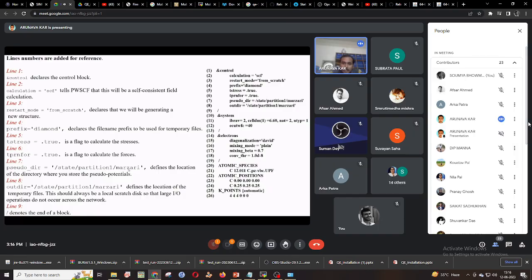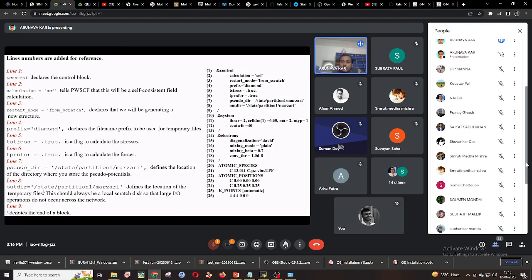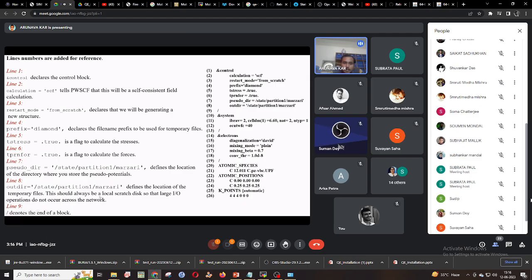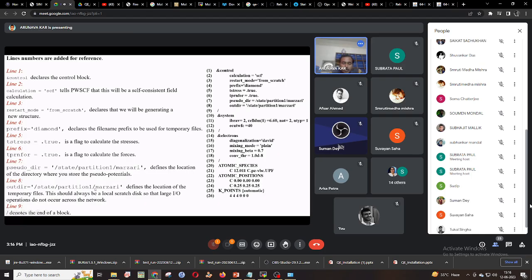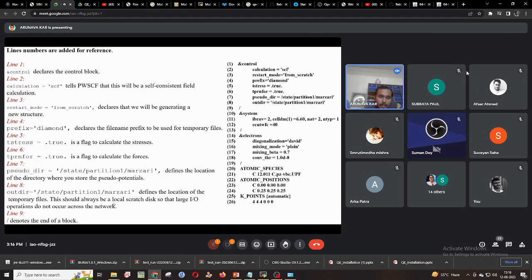Now, in line 8, outdir is saying where you want to store your calculation results. In whatever path you give, it will save your output results. Okay, in number 9, this slash sign denotes the end of your block. That means in this control block, you are using this many parameters for your calculation.